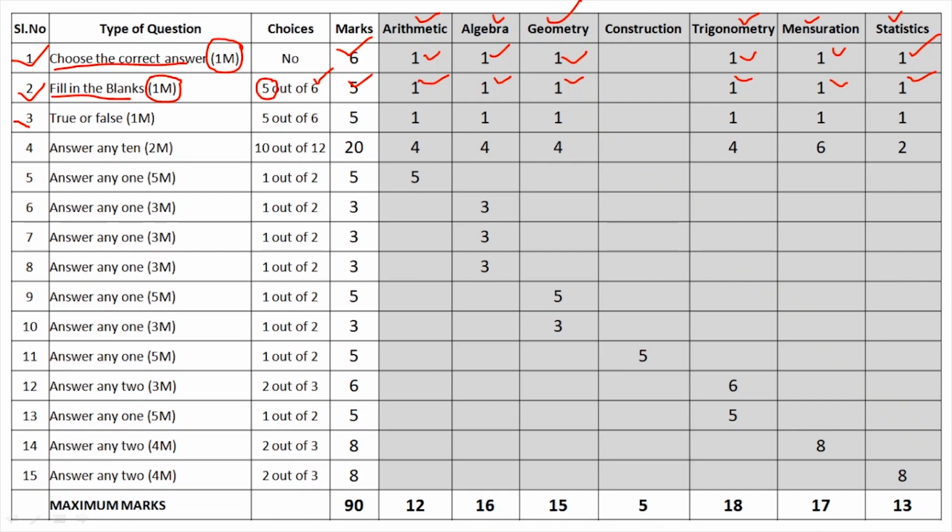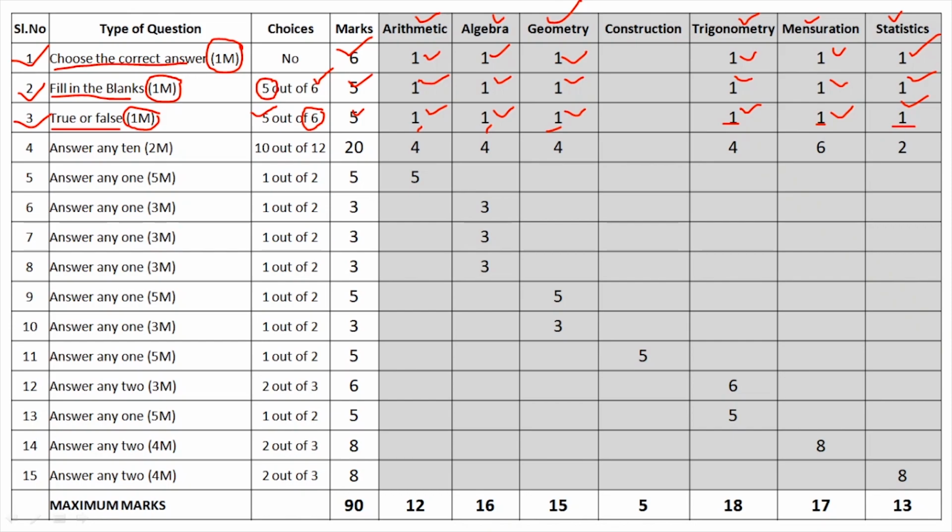Again, true or false will also be the same, each of 1 mark, and there will be 6 questions, out of which you have to answer 5. So it is a 5 mark question. Again there will be 1 question each from arithmetic, algebra, geometry, trigonometry, mensuration, and statistics, of 1 mark each, and you have to do only 5.